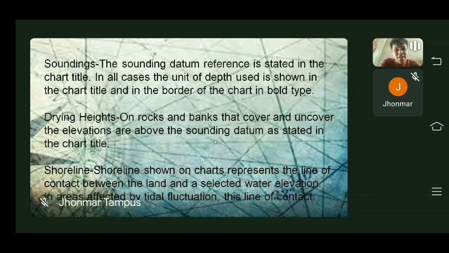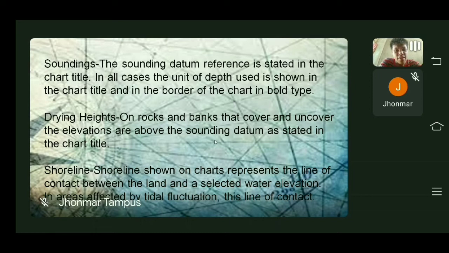Soundings. The sounding datum reference is stated in the chart title. In all cases, the unit of depth used is shown in the chart title and in the border of the chart in bold type. Drying heights on rocks and banks that cover and uncover, the elevations are above the sounding datum as stated in the chart title.